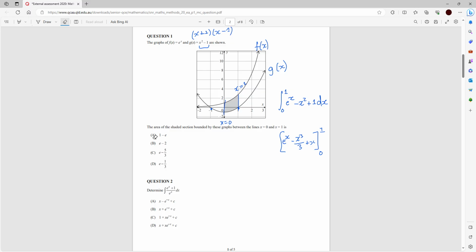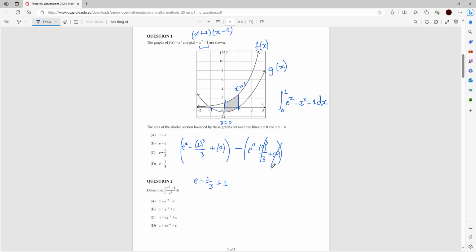Okay. So what you want to do is substitute in the first bound. So you're going to have e to the 1 minus 1 cubed on 3 plus 1. Then you're going to subtract when you sub in the second bound, so you have e to the 0 minus 0 cubed on 3 plus 0, and a huge bracket there. So if we start evaluating this, we can't evaluate e any further, so we have e minus a third plus 1.